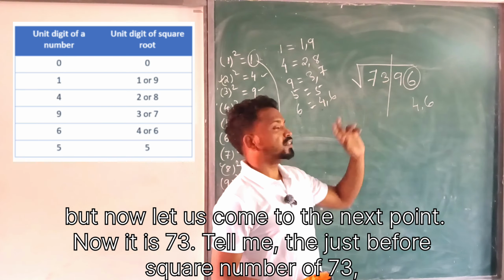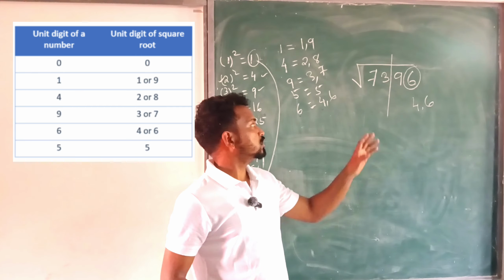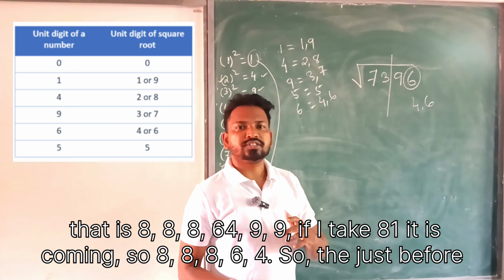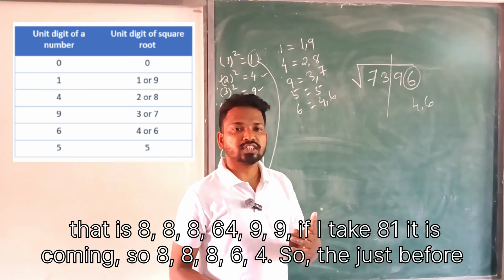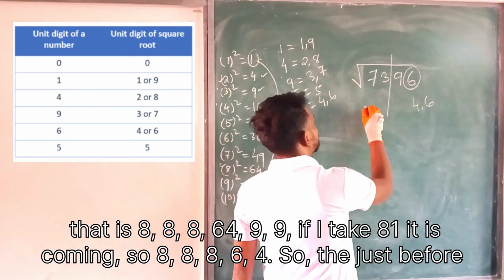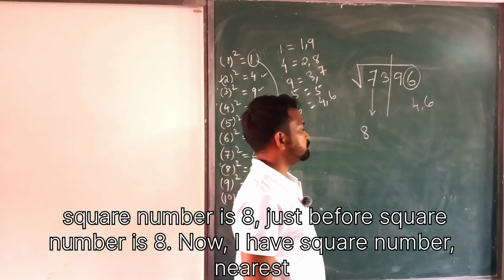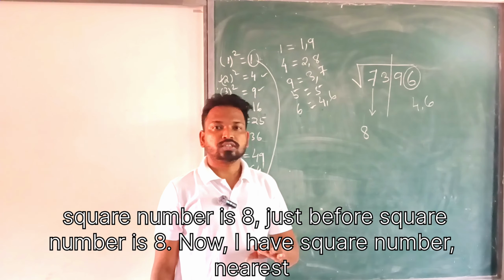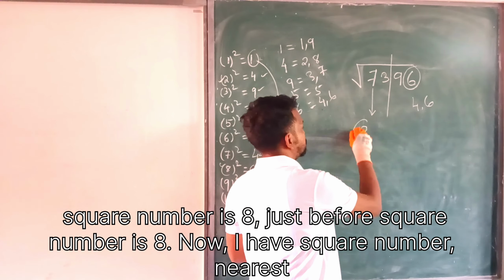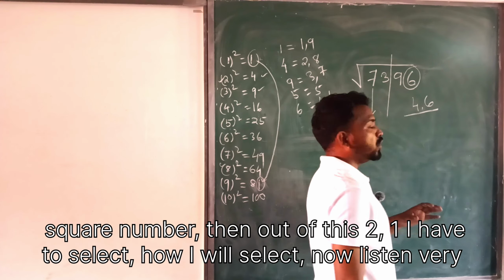But now let's come to the next point. Now it is 73. Tell me the just before square number of 73. That is 8 8s are 64. 9 9s, if I take, 81 is coming. So 8 8s are 64. So the just before square number is 8. Now I have the nearest square number. Then out of these two, one I have to select.